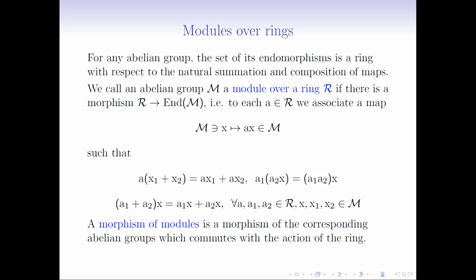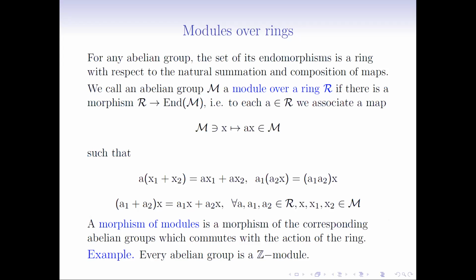A morphism of modules over a ring is a morphism of the corresponding abelian groups which commutes with the action of the ring. So, for instance, there is the most general, the easiest example. If the ring is Z, then every abelian group is a Z module, because for every abelian group we can multiply with a number. So n times an element x is just x plus x, n times. So there is always a representation of Z. This means that abelian groups are the same as Z modules.